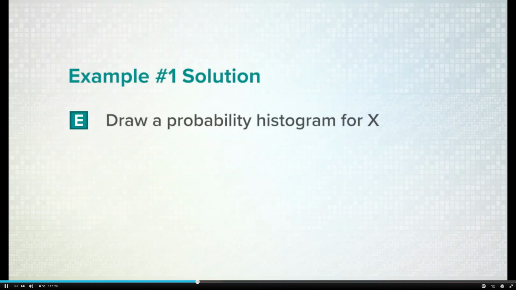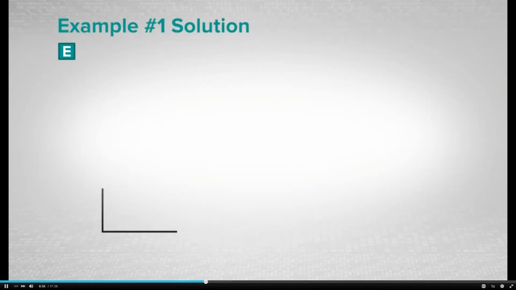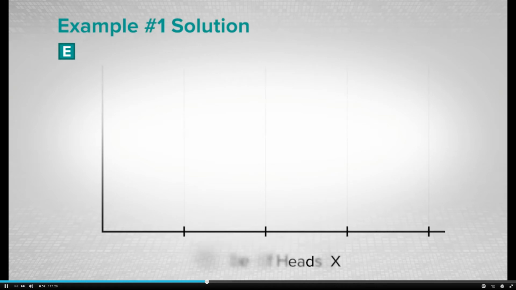Our last part, E, says draw a probability histogram for x. Nothing has changed in regards to drawing histograms since our first lesson on histograms. You still need to label your x-axis and your y-axis. But in this case, our x-axis is the number of heads, which is x. And our y-axis is our P of x, or our probability of that happening.